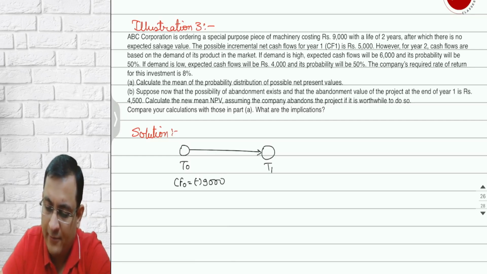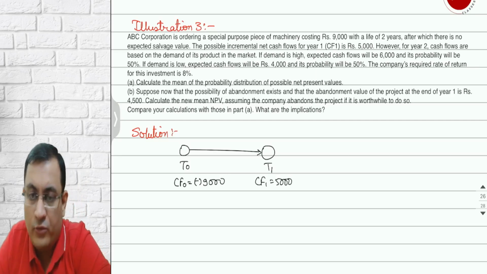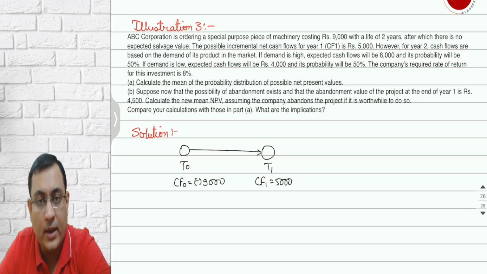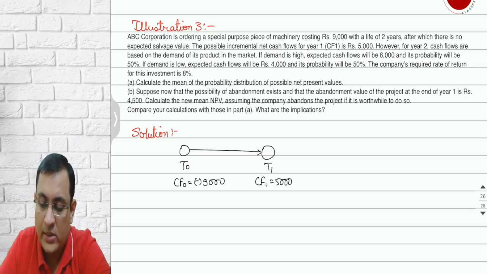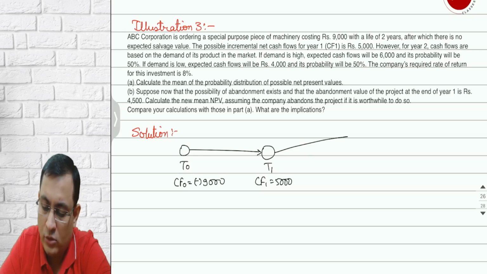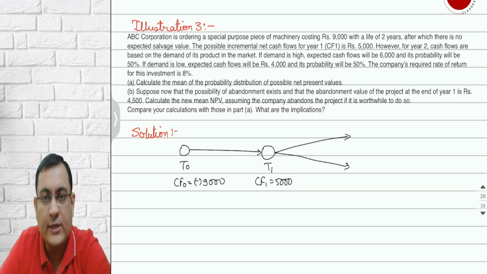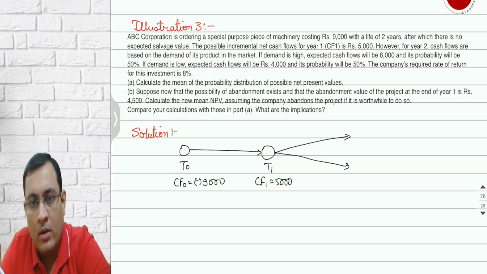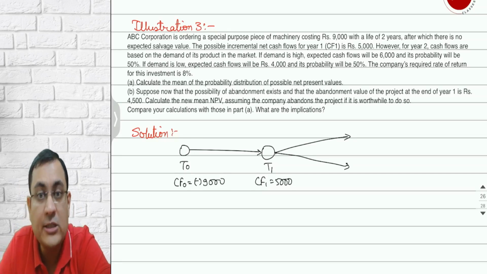At T1, your CF1 is equal to 5,000. However, for year 2, cash flows are based on the demand for the product in the market. If demand is high, there is an expected cash flow. So there are two situations. These are branches. The diagram I am using is called a decision tree.